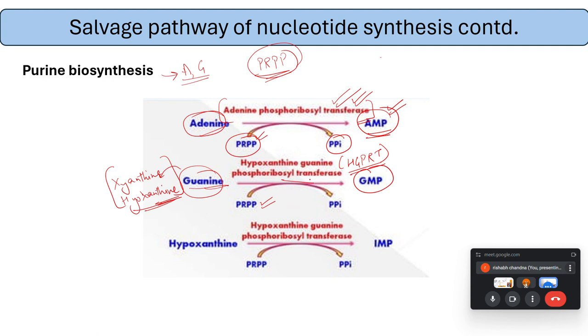Okay. So what happens? This enzyme also catalyzes the conversion of hypoxanthine to IMP, that is inosine monophosphate. So this is the same enzyme HGPRT involved in the conversion of hypoxanthine to the formation of nucleotide IMP. Okay, so this is the basic salvage pathway for the purine biosynthesis. Okay, so do you have any doubt till now?